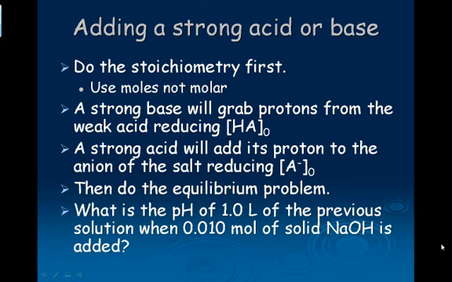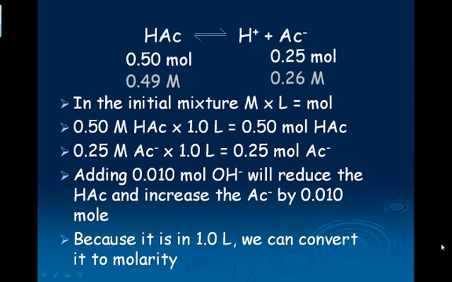So how will this influence our buffer? What that NaOH will do is consume some of the hydrogen from the acetic acid. In the initial mixture we added 0.010 moles of sodium hydroxide, so it's going to reduce the acetic acid by 0.01 moles and increase the acetate ion by 0.01 moles.